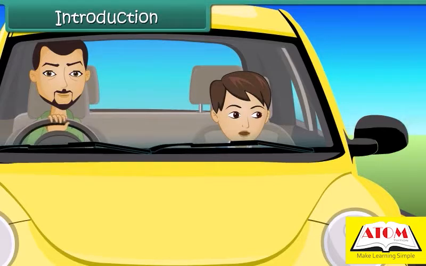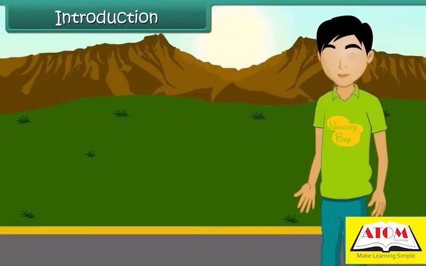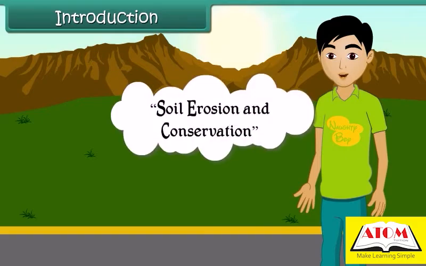Then how the land becomes infertile? Due to soil erosion, my son. Soil erosion? What is that, Dad? Children, soil erosion is one of the major environmental problems in today's world. Come along to know more about it in this lesson. Soil erosion and conservation.